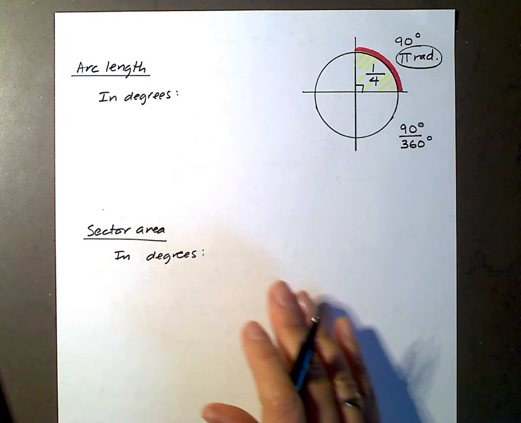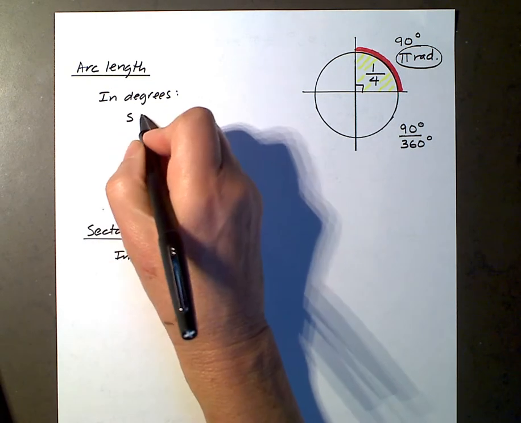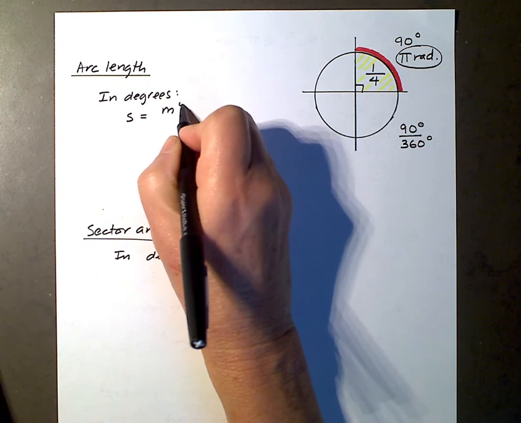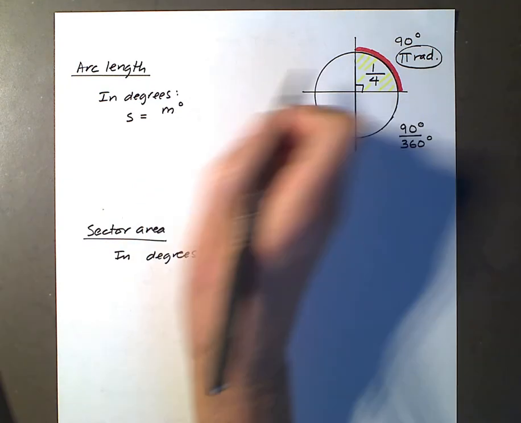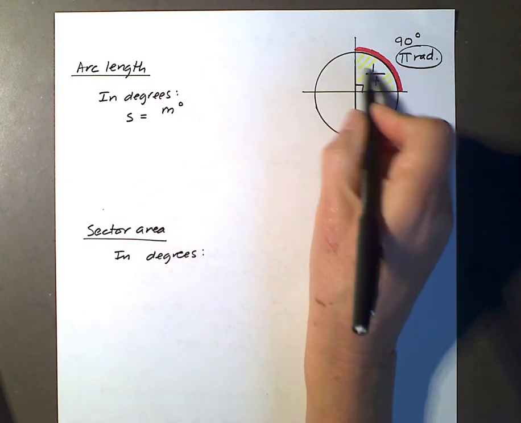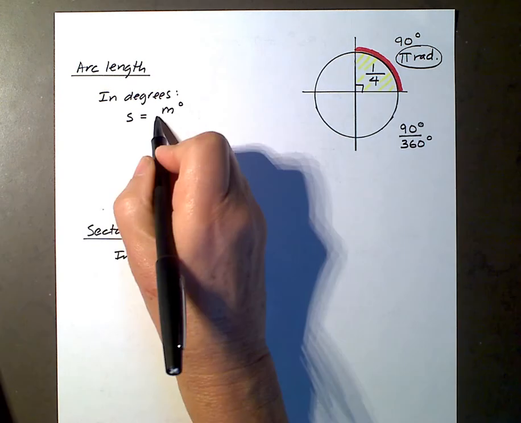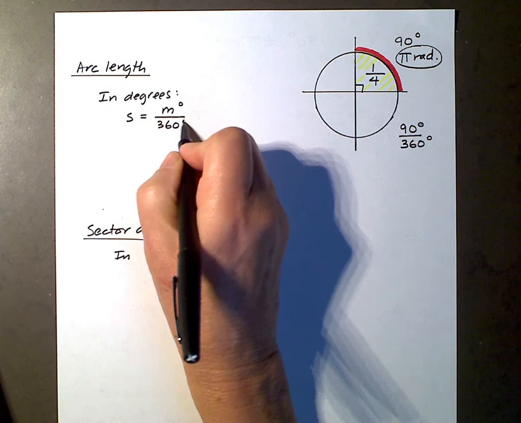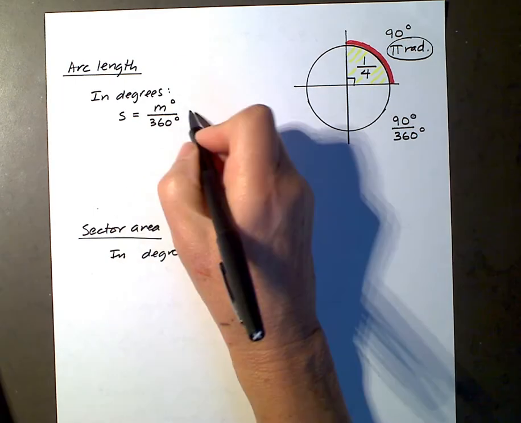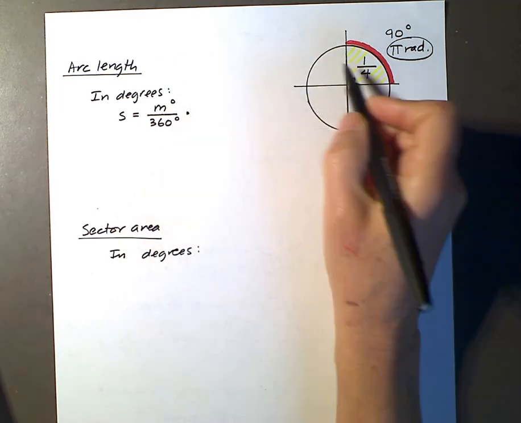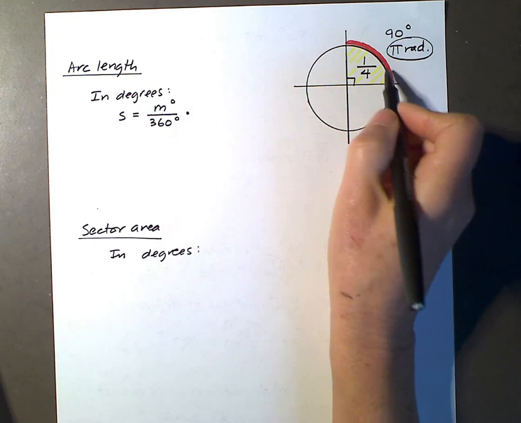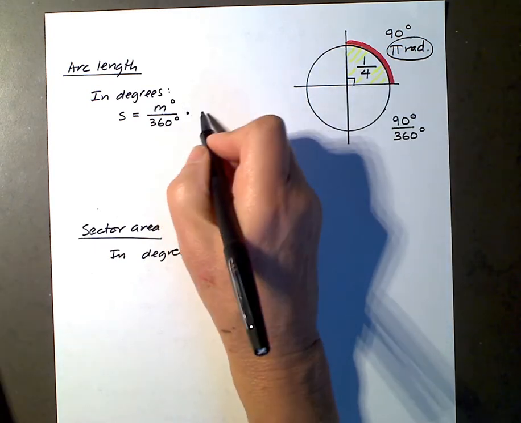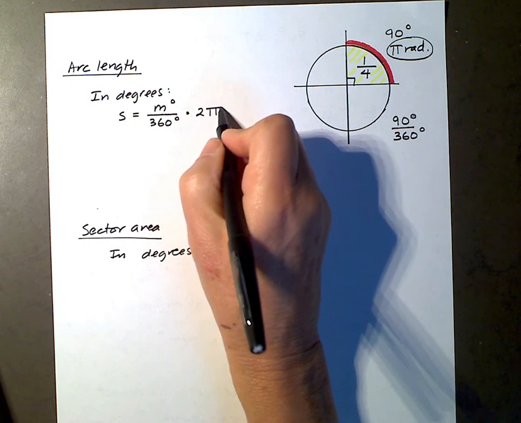If I wanted to know sector length, starting off with something familiar to you from geometry in degrees, I would take the measure of this central angle in degrees, which in our example is 90. I would take that fraction of the circle, in this case 1/4 of the whole circumference. So whatever fraction this is, I multiply it by the formula for circumference, which is 2 pi r.